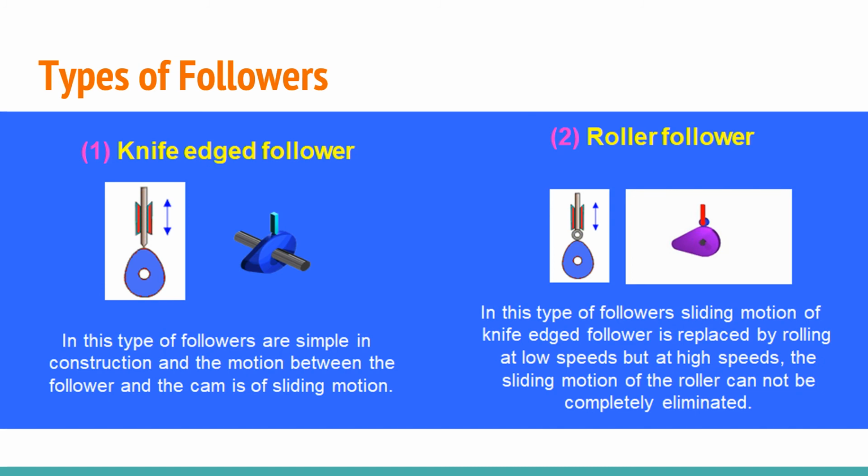Then the knife edge follower: in this type, the follower has a point of contact that will generate a sliding motion in the follower. But in the case of the roller follower, the sliding motion of the knife edge is replaced by rolling a small roller over the cam. The biggest advantage of roller followers is their operation at high speeds.